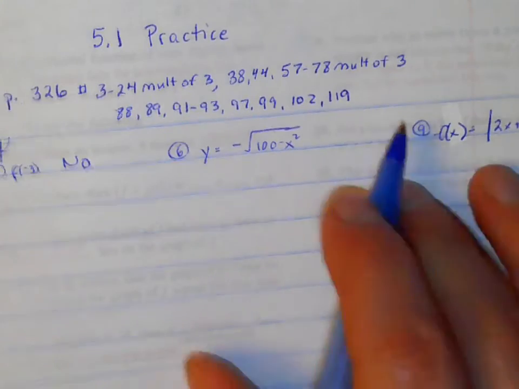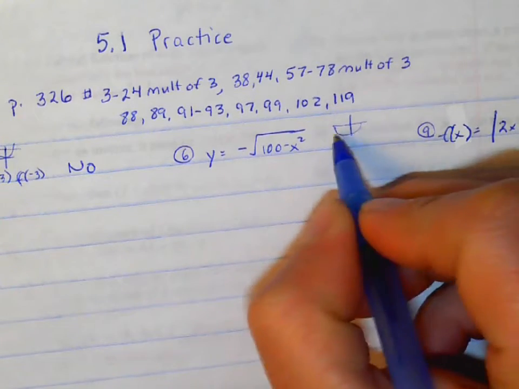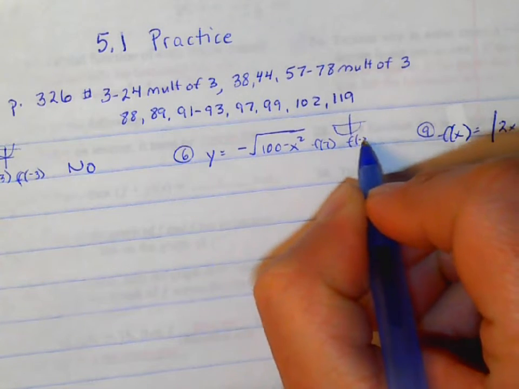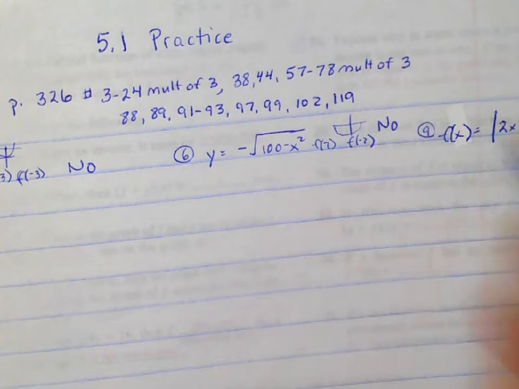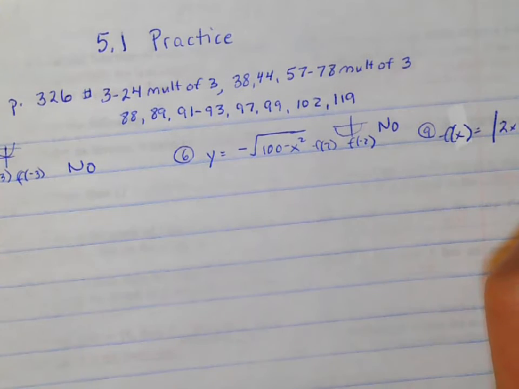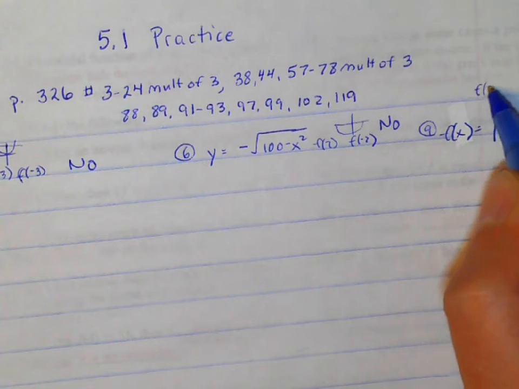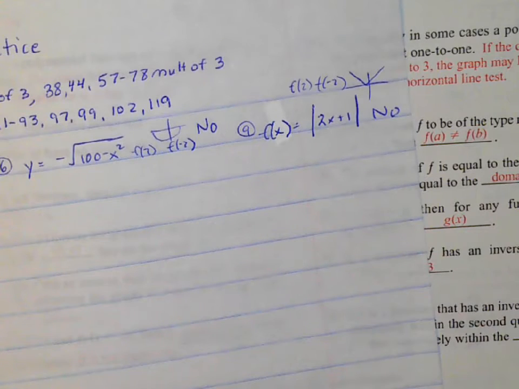Same idea here. You can either think about the graph. The graph would look something like this, not one-to-one. Or if I find f of 2 and f of negative 2, both of them give me the same number, so therefore no. This one right here, absolute value, looks like this, a V shape, also no. Or if you find f of 2 and f of negative 2, once again it gives you the same thing. So none of them are one-to-one functions.